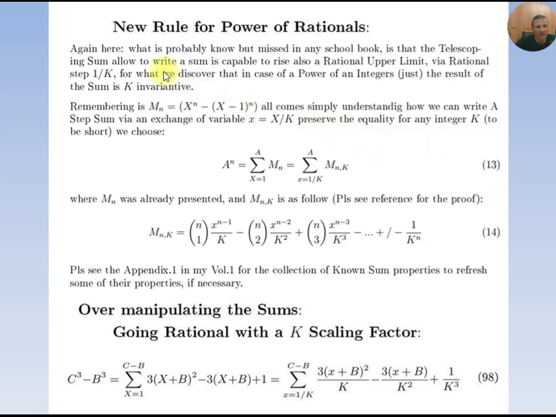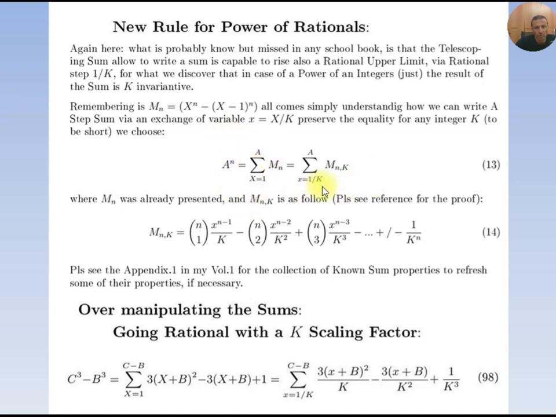So let me summarize this new property for powers. I call it power of rationals now, and all is based, remembering, on presenting a power as a sum of these terms. I've called this the complicate modulus for powers, since it cuts perfectly the nth power of any integer. So all is based on the exchange of scale. So I can write a to the n as the sum from x equal to 1 to a of m n, where n, of course, is the nth power we are choosing. So it is equal to the sum of lowercase x from 1 over k to a of m n k, where m n k is now the new telescopic sum for rationals.